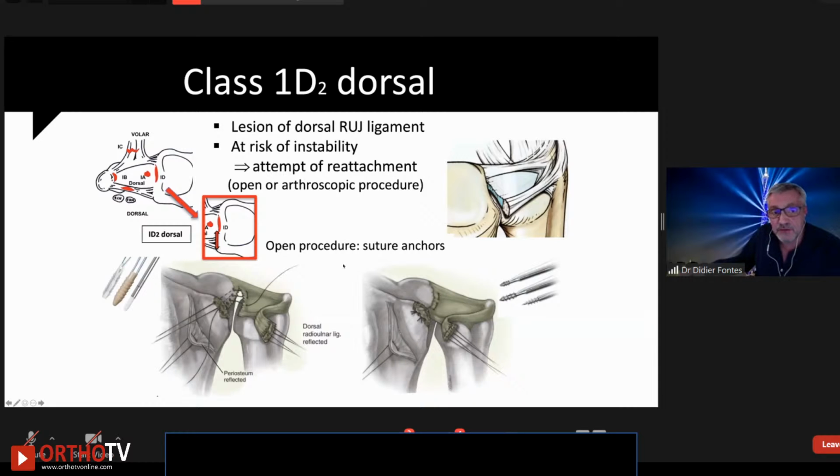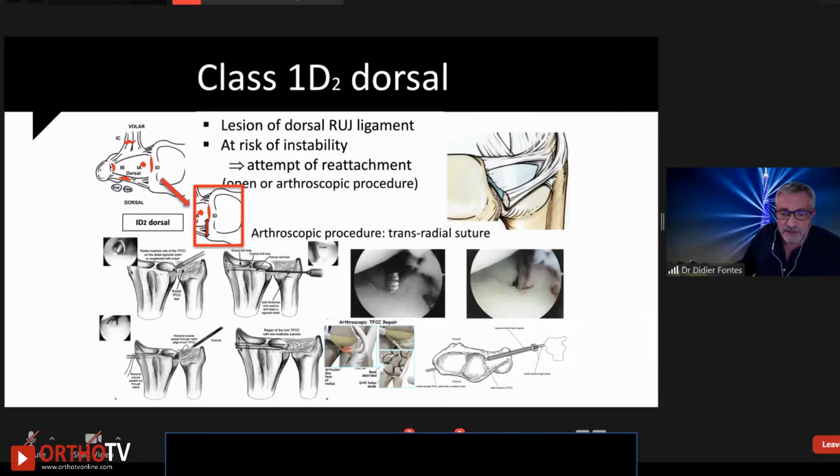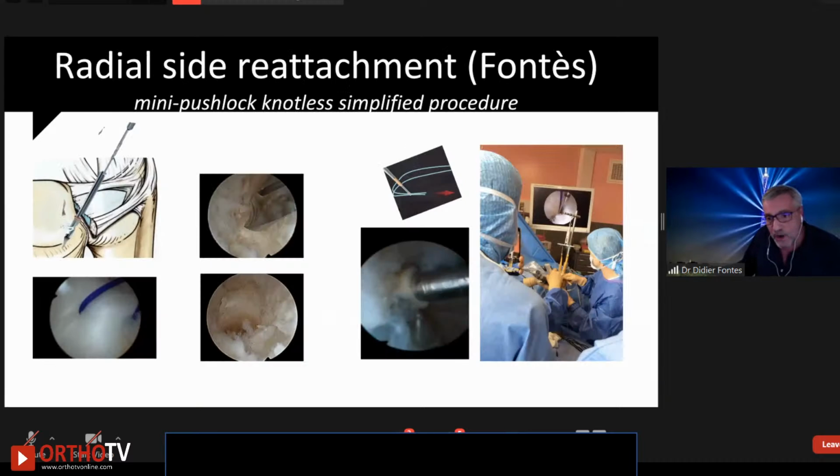You will have to attempt a reattachment. So it's not normal to do a surgical open procedure, and I think that Patrick Houvet will speak about that. But if you prefer, you can do an arthroscopic procedure. And we have described the one that I will describe more precisely for the foveal reattachment.